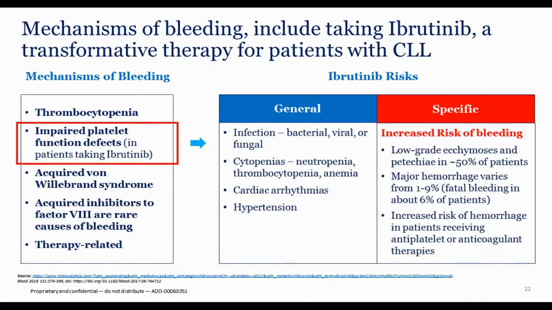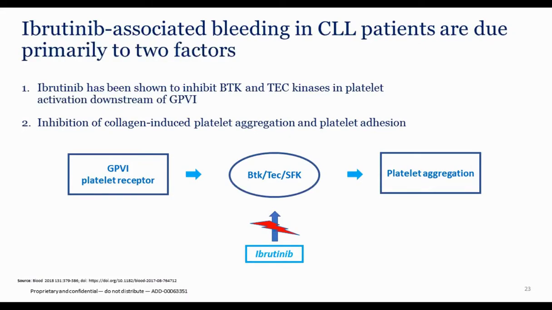Major hemorrhage has been reported in anywhere from 1 to 9%, and about 6% of those with fatal bleeding. It's also recommended that when patients are taking this particular drug, and they're also taking an antiplatelet or an anticoagulant therapy, that they be monitored for the risk of bleeding. And certainly the coagulation laboratory comes into play in this regard.